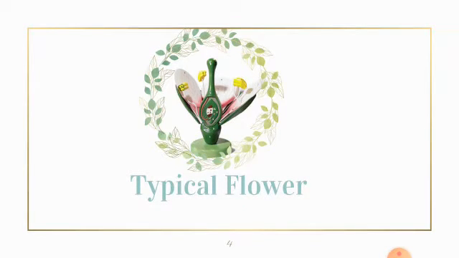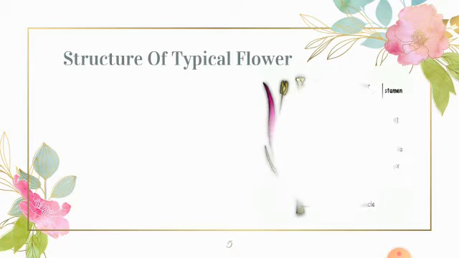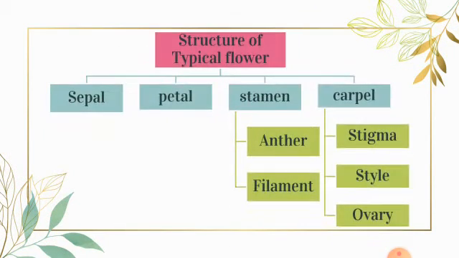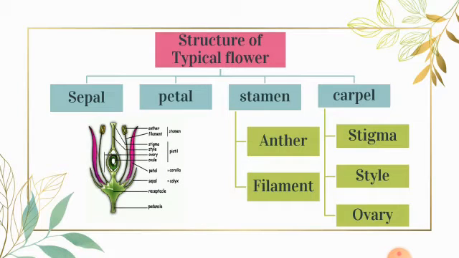The typical flower is a flower that contains four whorls, which are calyx, corolla, androecium, and gynecium. Calyx is the first whorl, which consists of green leaves. Each one of them is called sepal. It works on protecting the inner parts of the flower before blooming.